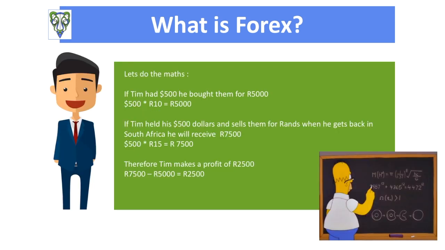So when he changes his $500 to get Rand, for every $1 he has, he gets 15 Rand. So we do 500 times 15, which gives us 7,500, which allows Tim to make a profit of 2,500, because he bought those $500 for only 5,000 Rand, but now he's getting back 7,500 Rand, making a nice profit of 2,500. So if you really understood this example, that means you understand what Forex trading is all about.